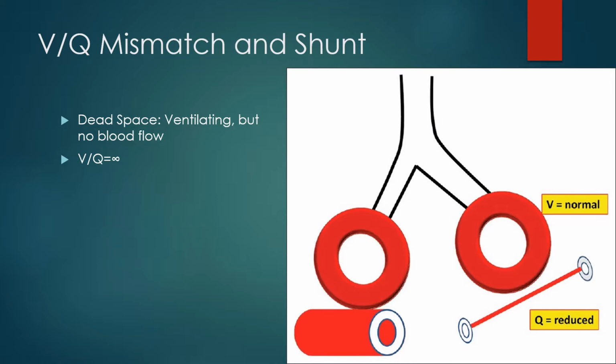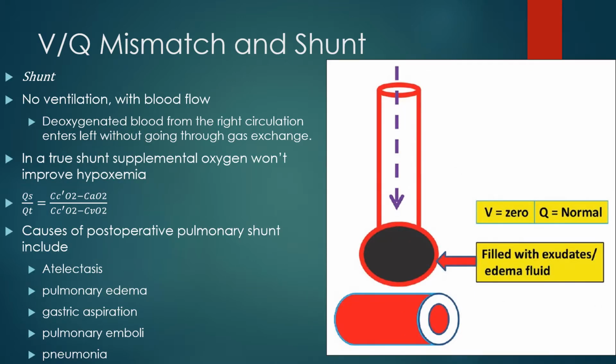So in dead space, we have ventilation, but there is no perfusion or blood flow. So our VQ ratio is V divided by 0, which would be infinity. As you can see in the figure, when we have more ventilation than perfusion, our VQ ratio keeps going up because the flow, or Q, gets smaller, and when we reach 0 blood flow, we have dead space. In terms of VQ mismatch, as we get less ventilation, our VQ ratio drops, and if we get to a point where there is 0 ventilation, our VQ ratio becomes 0.